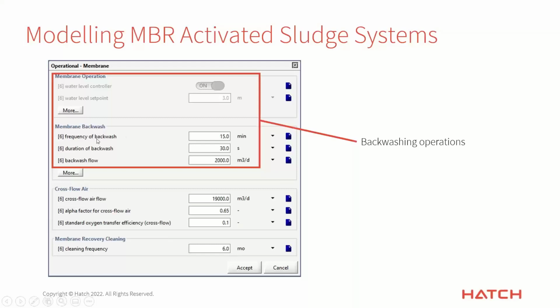What is the frequency of the backwash? How often does it happen? How long does it happen for? And how much flow do we push through in the backwards direction through that membrane surface in order to blow those solids back off into the bulk liquid? By default, every 15 minutes for 30 seconds, we push 2,000 meters cubed per day backwards through that flow. During that 30 seconds, it is not filtering, and that's what's causing the volume to go up and down in the tank.